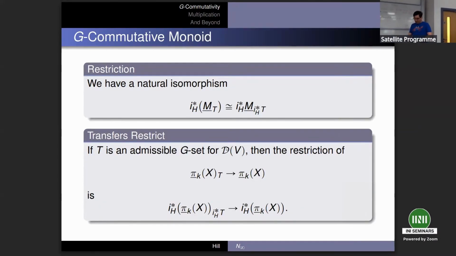So the statement that I was making about shifting to the underline, to the coefficient system version, is exactly this one. That if I restrict my new coefficient system M sub T, this is actually canonically isomorphic to the, I should have put parentheses in a different way to disambiguate, this is the coefficient system that's the restriction to H of M. And then I took that coefficient system and shifted it by the restriction to H of T.